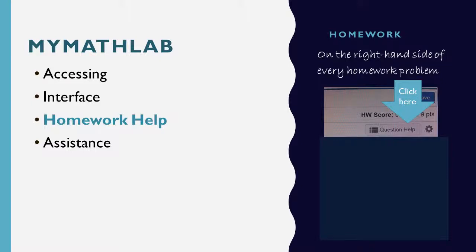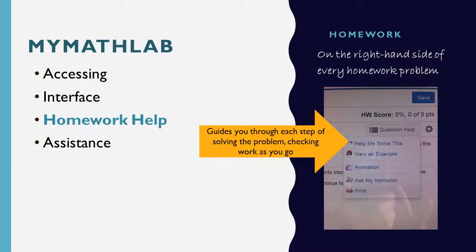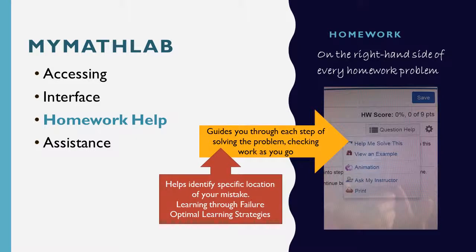Clicking on Question Help is going to give you all of these different options. Let's look at each of them. First of all, Help Me Solve This. This guides you through each step of solving the problem, checking your work as you go. It's a step-by-step explanation and often breaks problems down into smaller substeps. This helps you identify the specific location of your mistake.